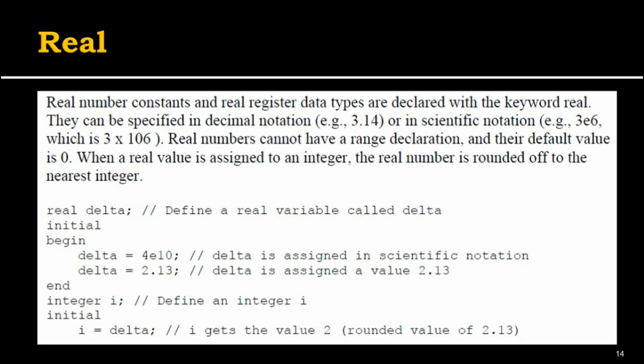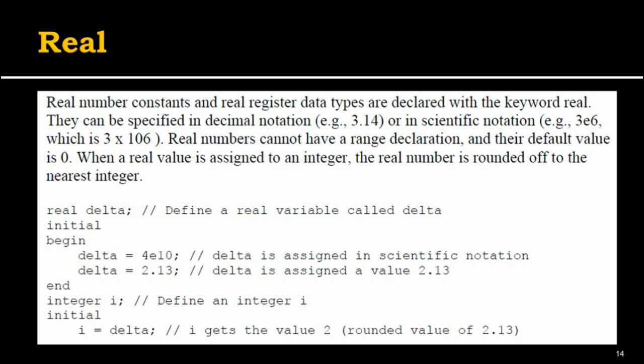Okay, see the example. Consider the first one, real delta. Delta is the identifier, declared as real. Then consider begin, delta equals 4e-10, then delta equals 2e-13, and then end. So the delta value is assigned by using scientific notation and decimal notation.